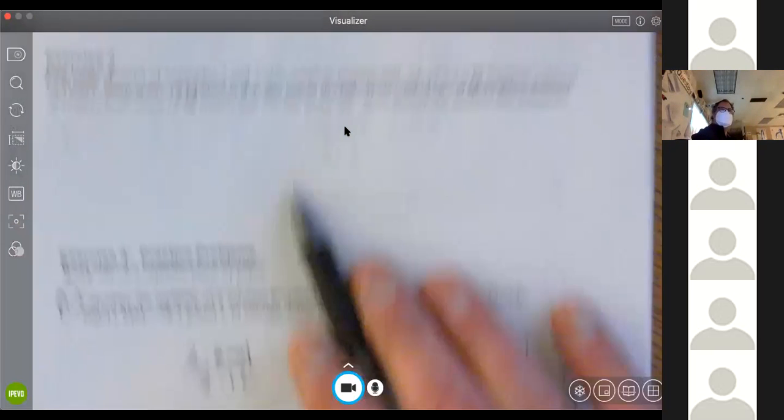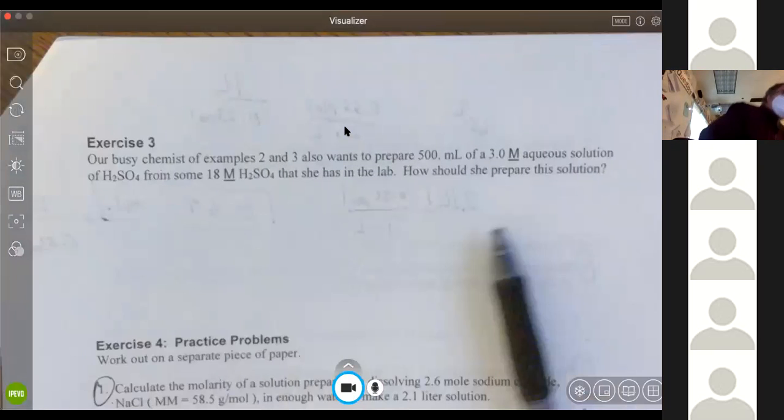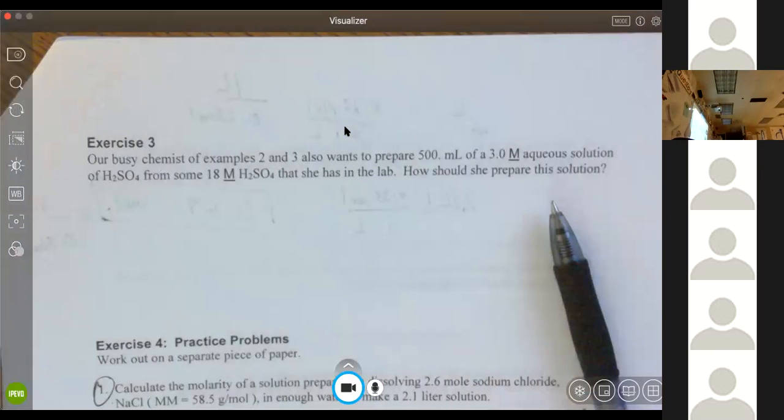Take a second to get this problem right here, Exercise 3. I'll give you about a minute and a half. You need a drink.